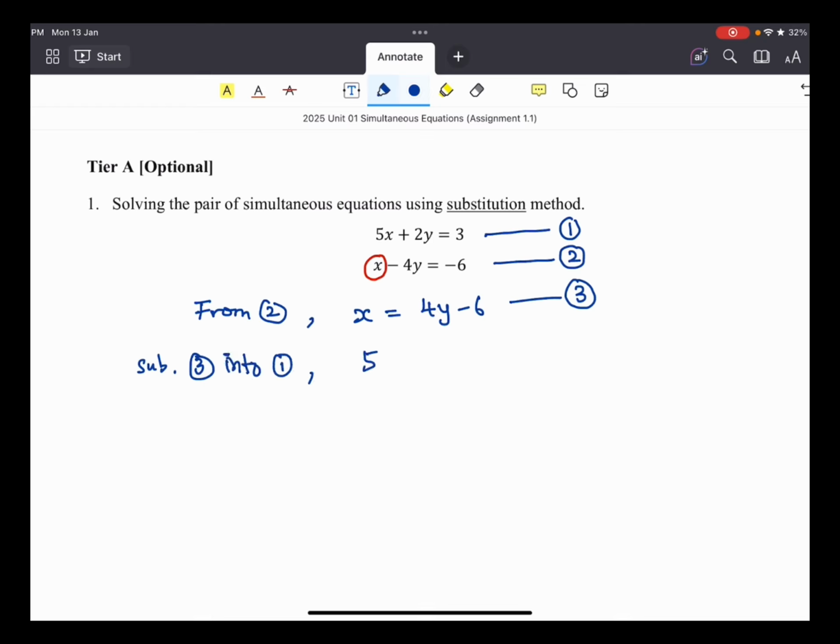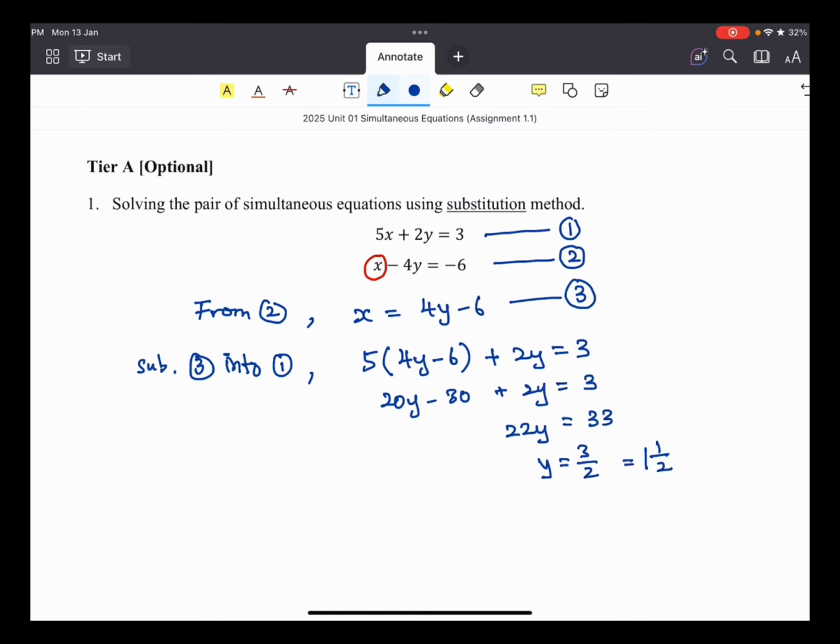So I have 5x, now the x, I'm going to replace with 4y minus 6, plus 2y is equal to 3. So 20y minus 30, plus 2y first, equals 3. That means 22y equals 33. So y equals 3 over 2, or if I prefer to write it as a mixed number, 1.5. So we found our y.